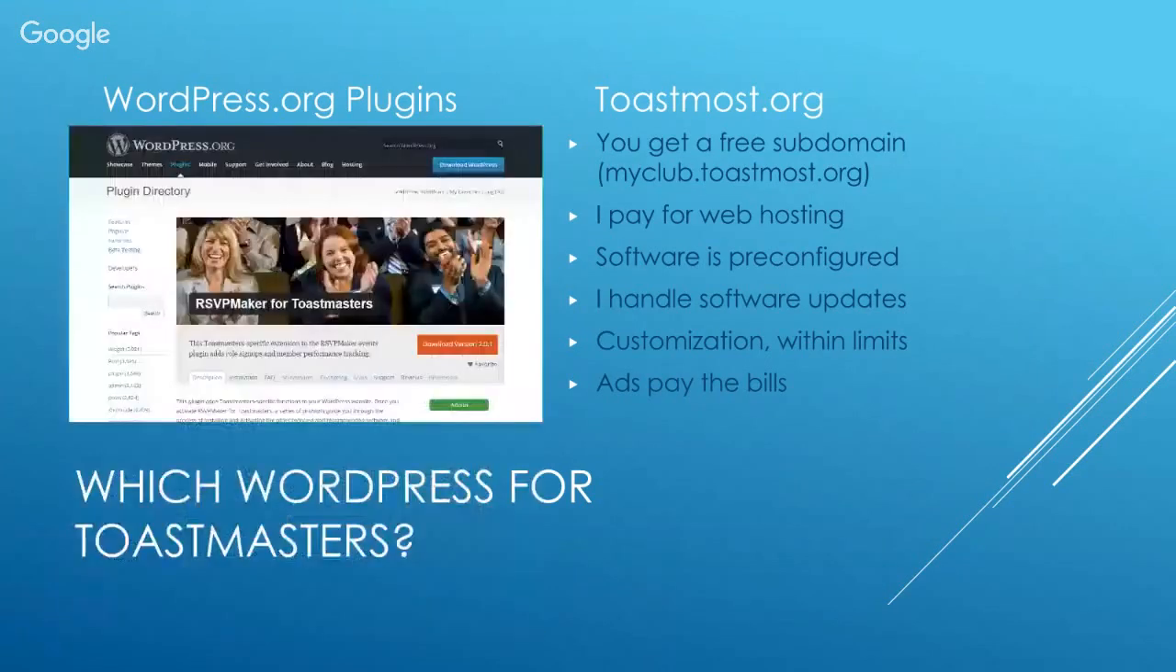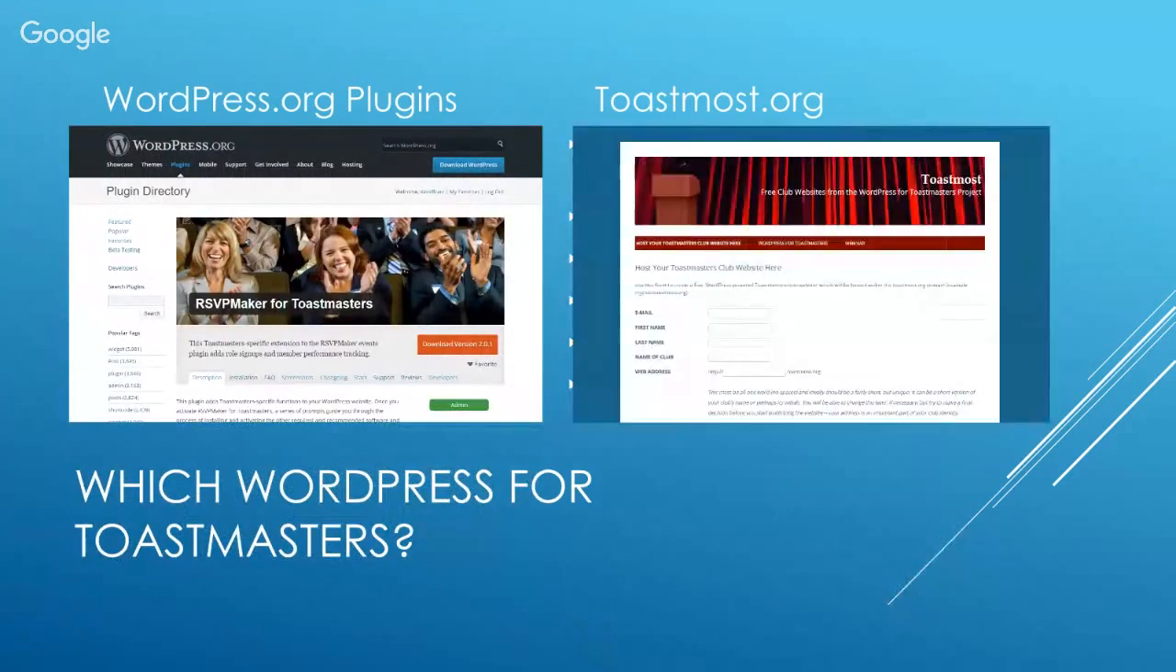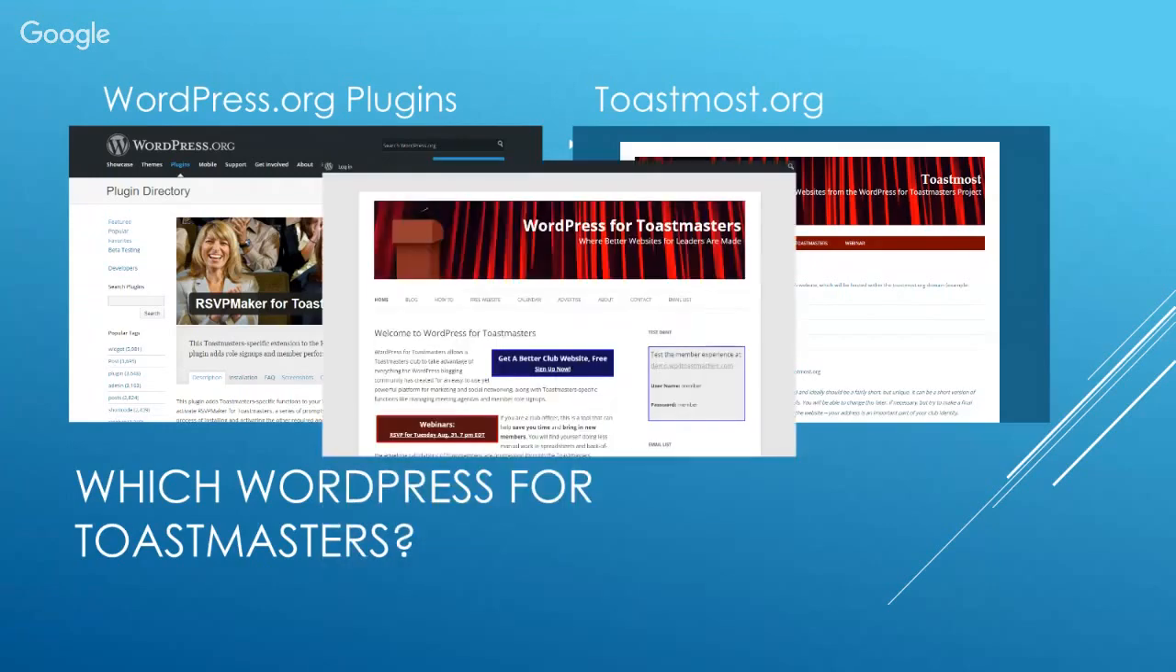So on the left, you see where you would get the software to download. And on the right, you're just filling out a form. You're putting in your name, the name of your club, and the .toastmost.org web address you want. You fill in a few other parameters, and you get a free website.